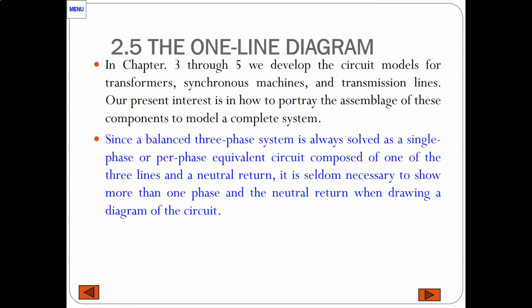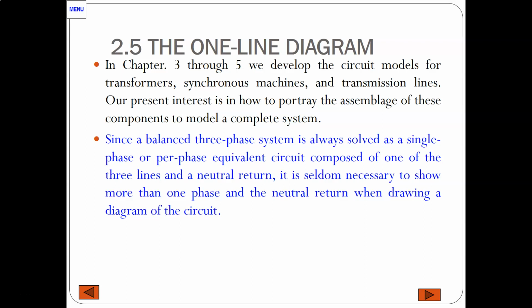Now look at the one-line diagram, this subchapter. In earlier chapters 3 to 5 we developed circuit models for the different components: transformers, synchronous machines and lines. Our interest now is how to portray this assemblage of components to model a complete system.